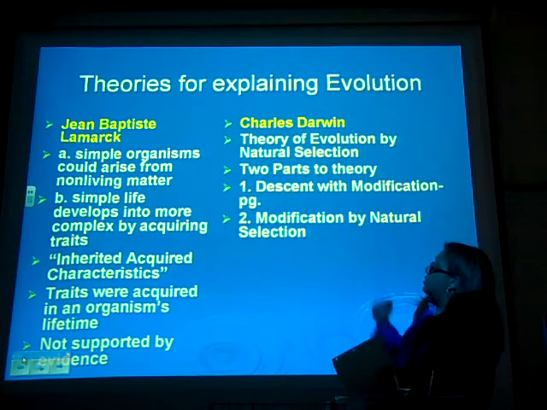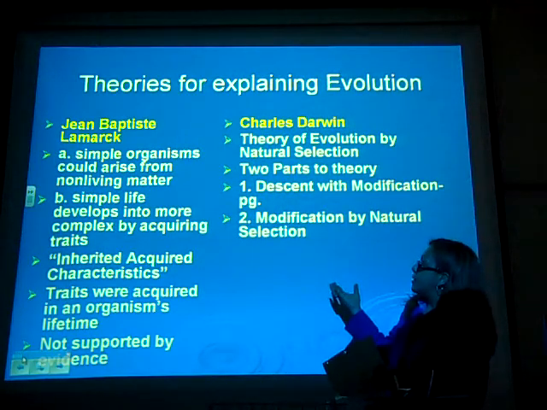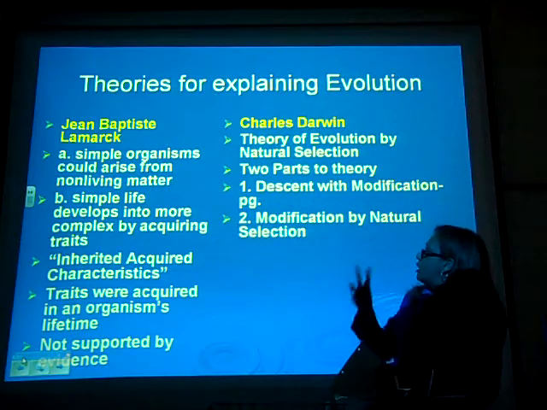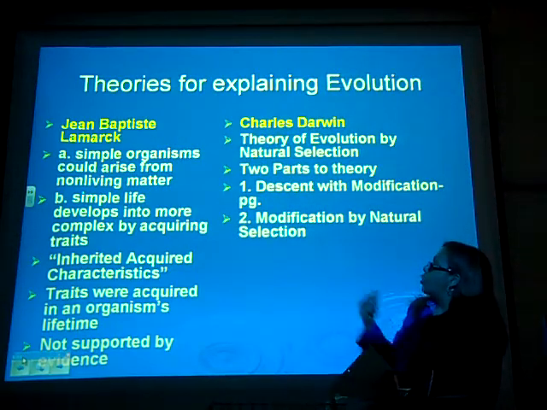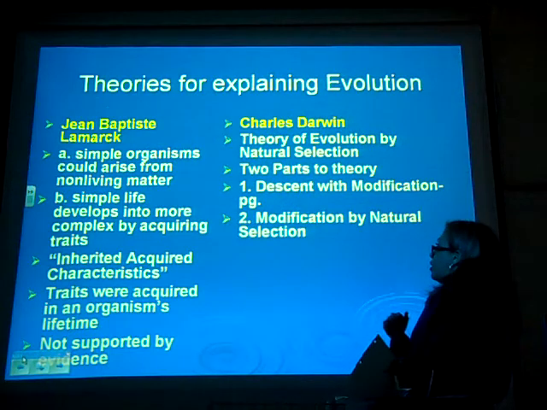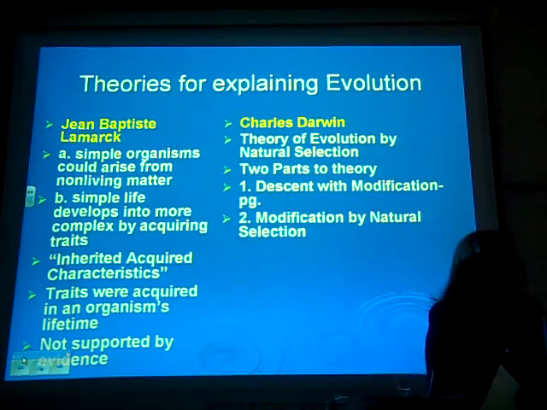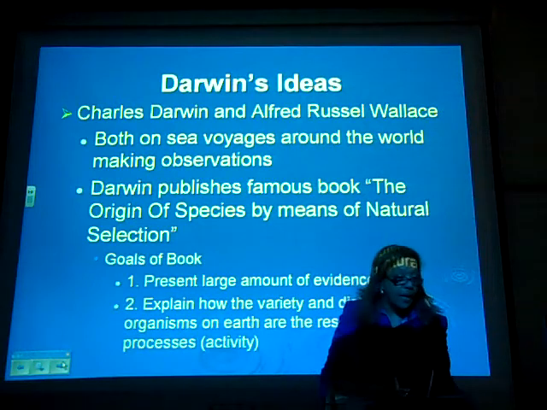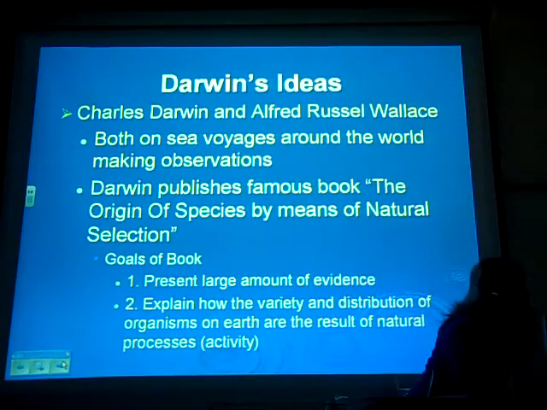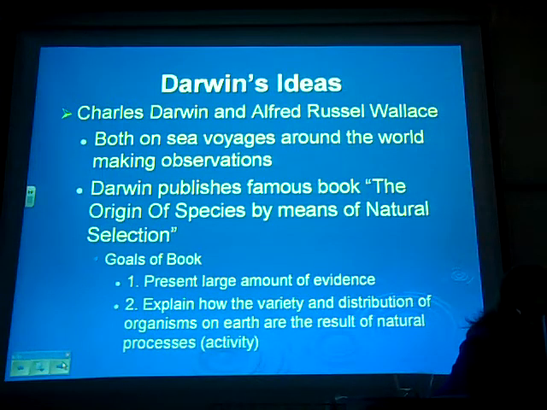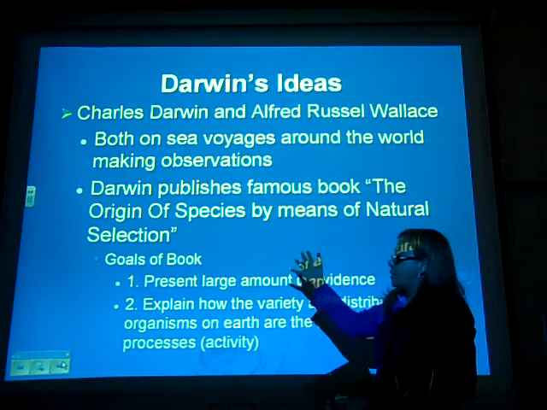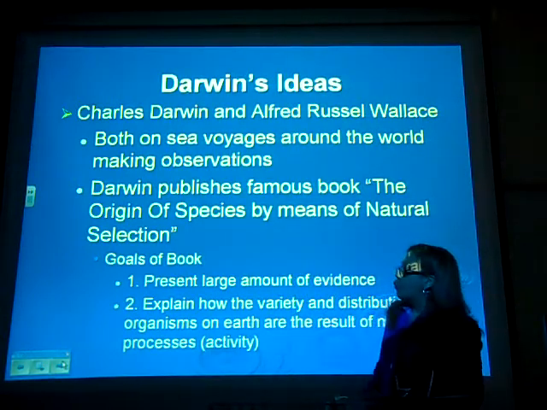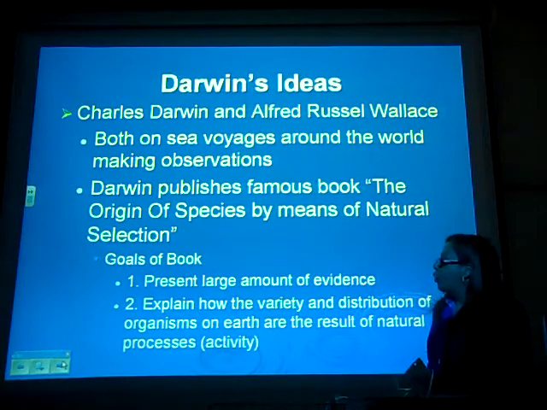But we go on to the other side, the theory that we do accept today, the theory of evolution by natural selection, and it's really in two parts. One part is called descent with modification, and the second part is modification by natural selection. And so Darwin's ideas, again, working with other scientists such as Alfred Wallace, both of them traveled around the world and made numerous observations, but it was Darwin who took all these observations and published a book. And of course, that made him stand out a little bit more.